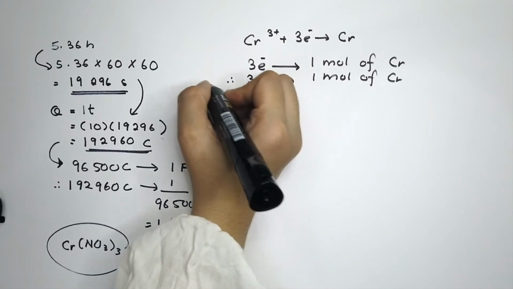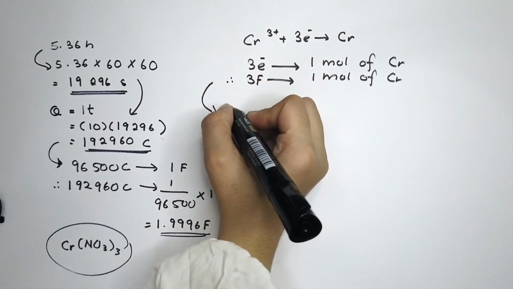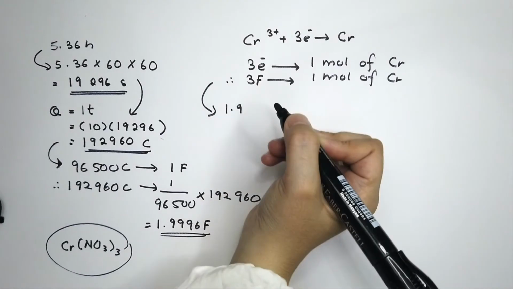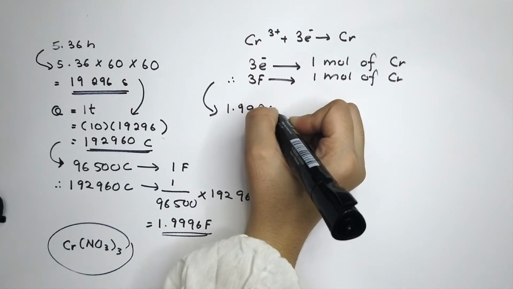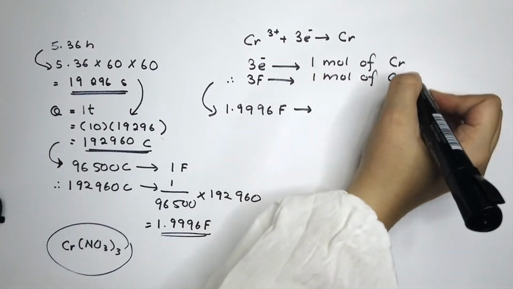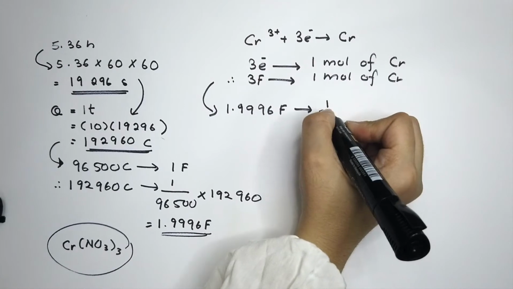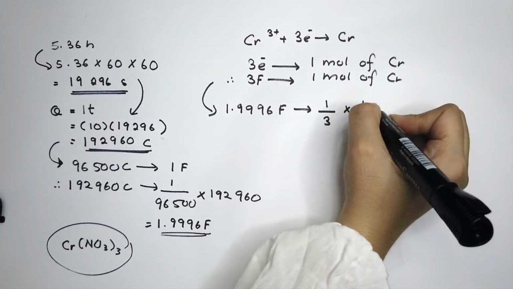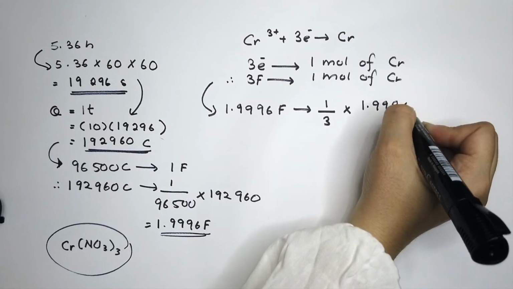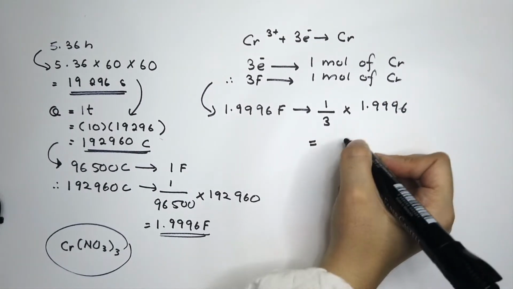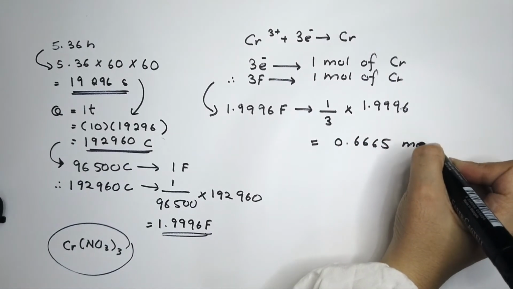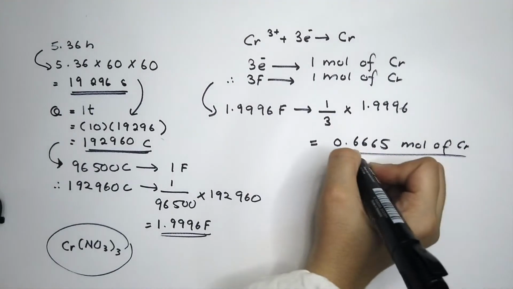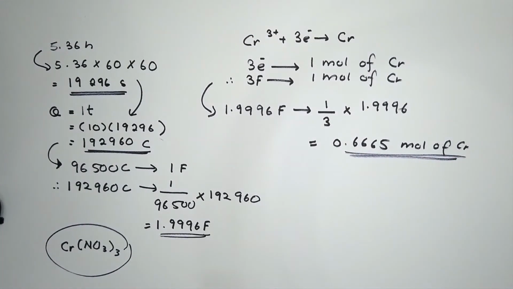And then now we have less than 3 Faraday. We only have 1.9996 Faraday. So how many mole of chromium that will be produced? So 1 over 3 times 1.9996. So you should get 0.6665 mole of chromium.